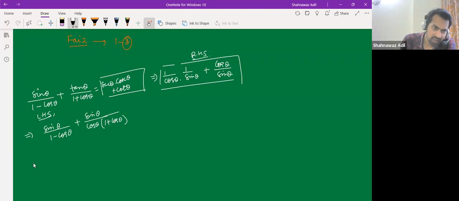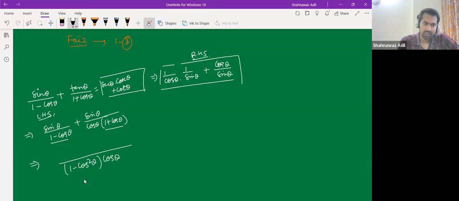And then we have the LCM, which involves 1 minus cos theta and 1 plus cos theta. So what identity is this? Yes, guys, tell me. 1 minus cos theta, 1 plus cos theta: a plus b into a minus b, that is a square minus b square. So that is 1 minus cos square theta. Correct?